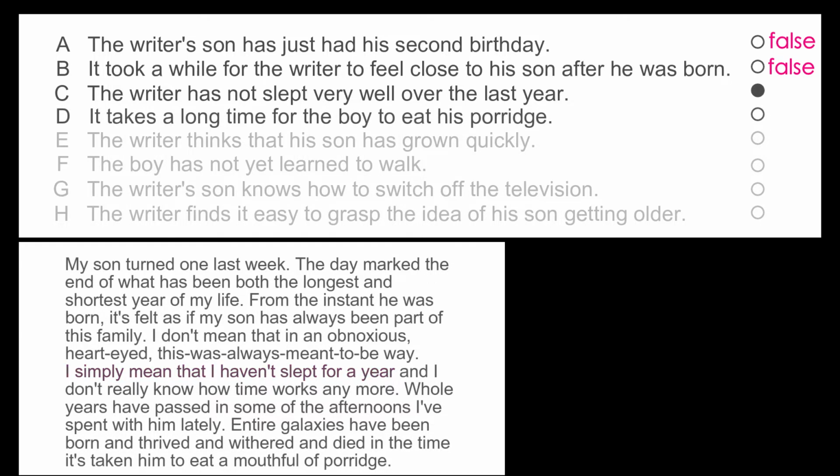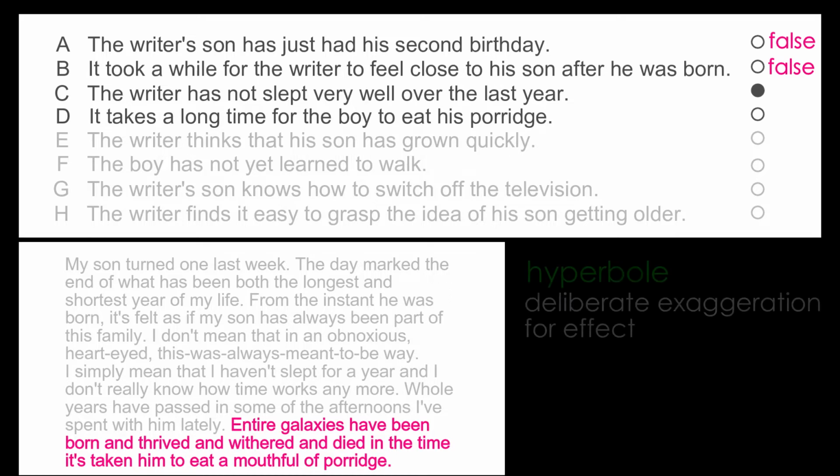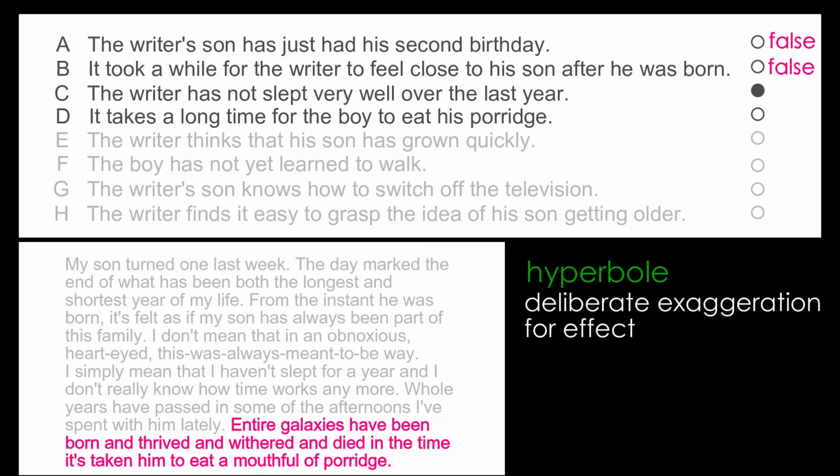D. It takes a long time for the boy to eat his porridge. In lines 10 to 12, the writer says, "entire galaxies have been born and thrived and withered and died in the time it's taken him to eat a mouthful of porridge." As most galaxies are over 10 billion years old, it's clear that the writer is using hyperbole to describe how his son takes a long time to eat his porridge. So this statement is true.